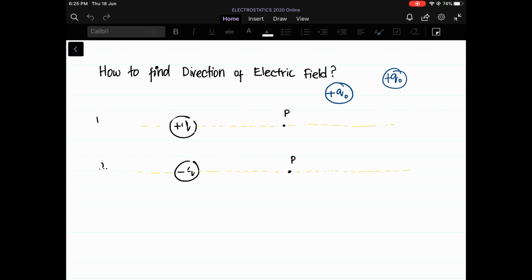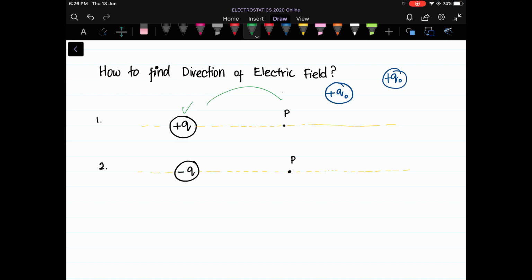Before we proceed further, you should be clear with how to find the direction of electric field. Here I have the first case with a positive source charge, and suppose we are to find the electric field at point P. We know we have to find the electric field magnitude by writing E equals 1 by 4 pi epsilon naught, the source charge divided by the distance square.